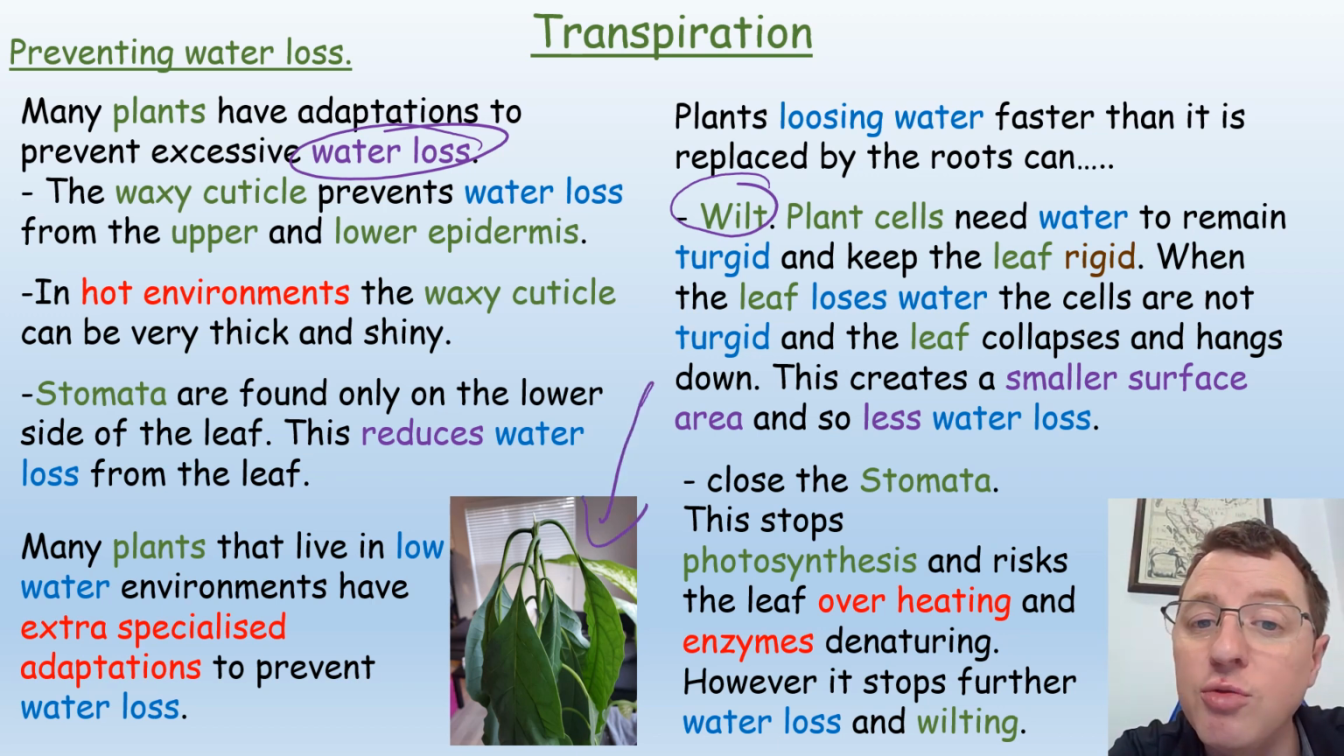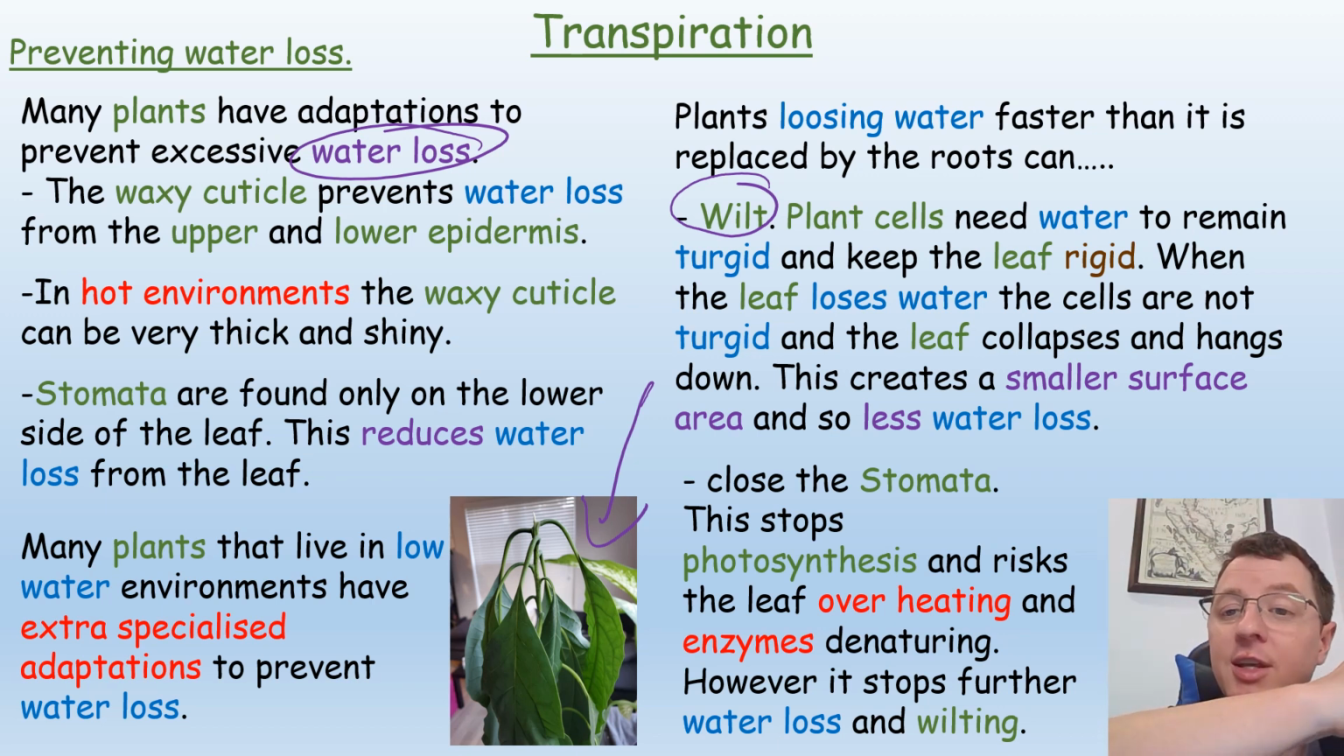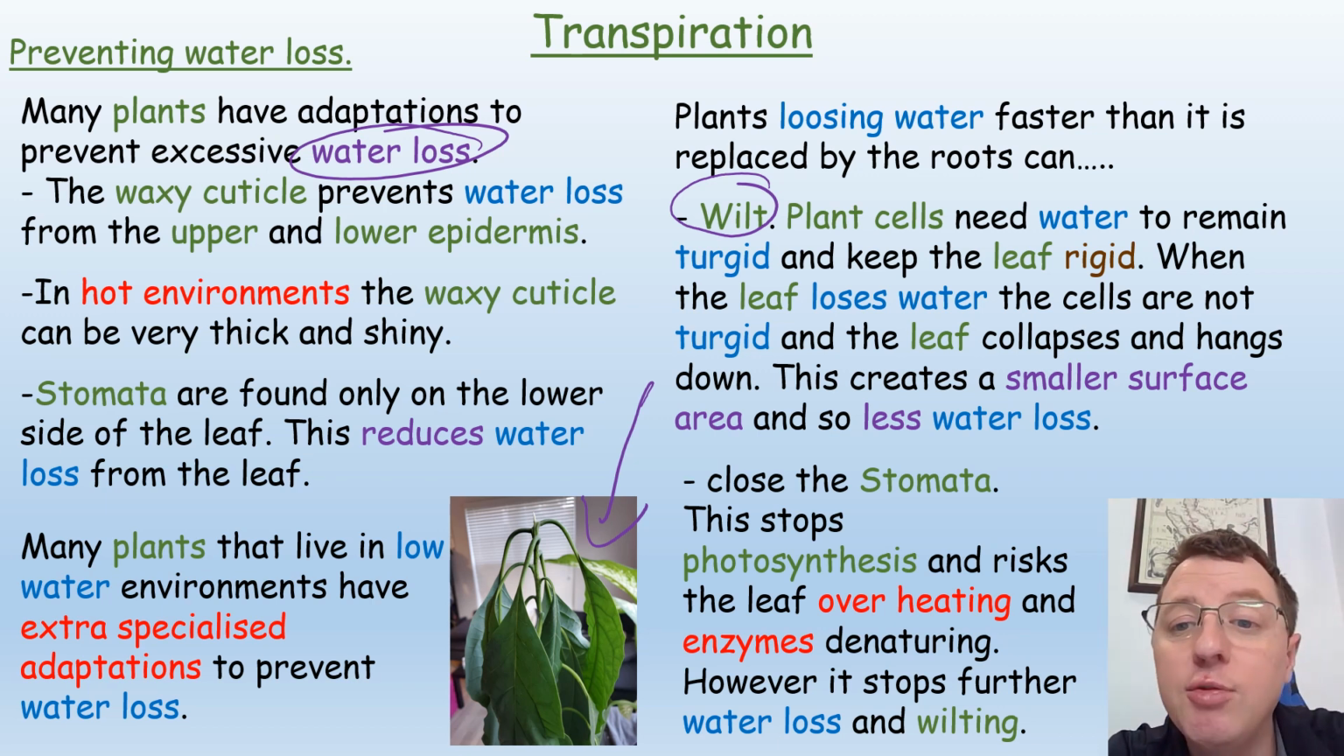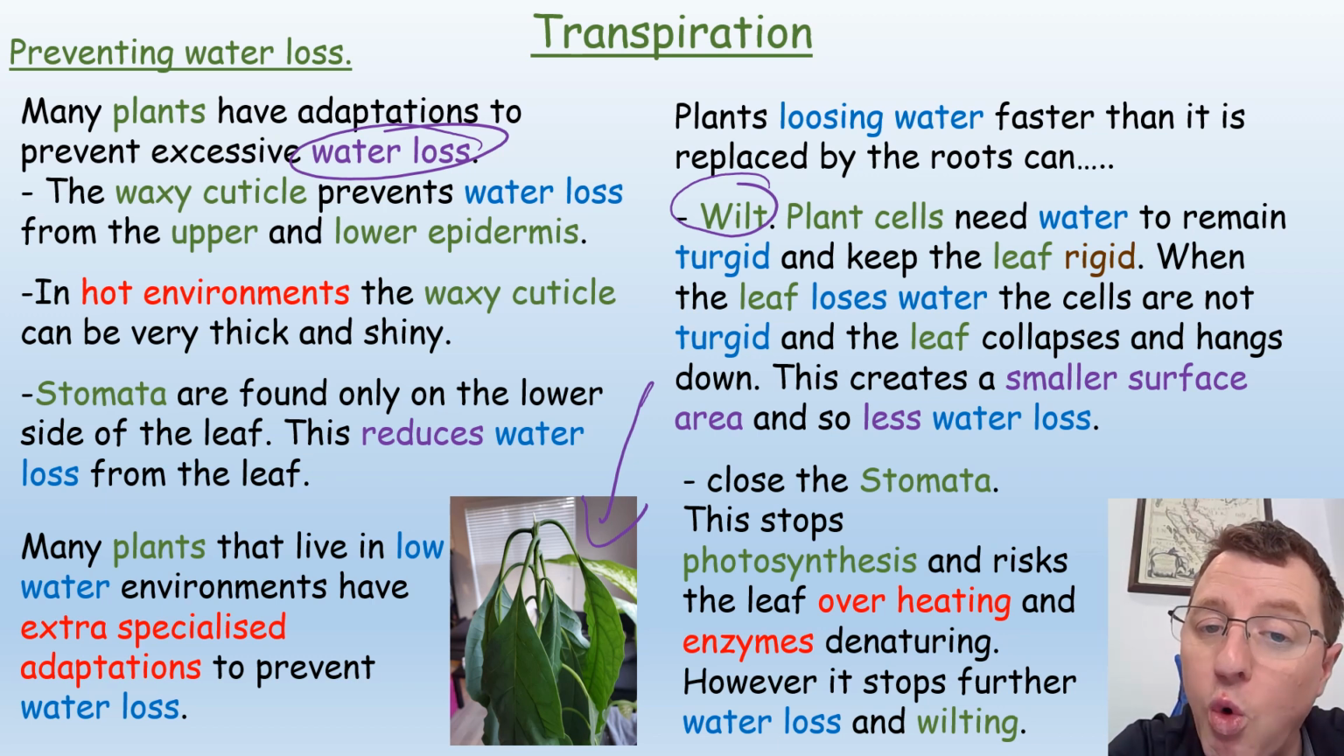Plants need water to remain turgid and keep the leaf rigid, so the leaf is sticking out rigidly. When the leaf loses water, the cells are no longer turgid and the leaf will collapse and hang down. This will actually create a smaller surface area, which means there will be less water loss. So wilting is an adaptation to try and prevent water loss.